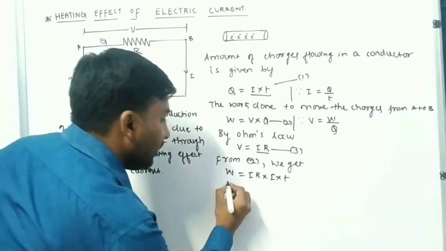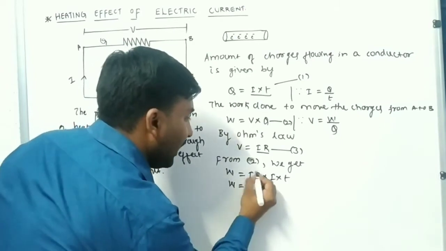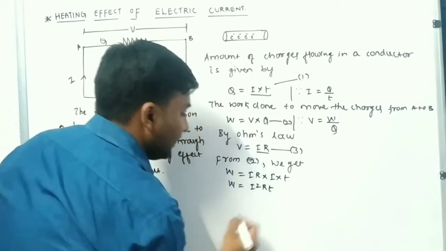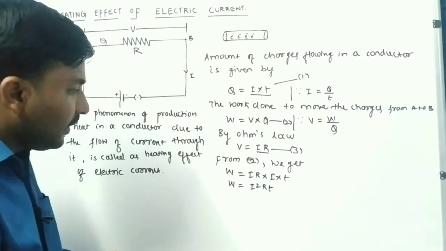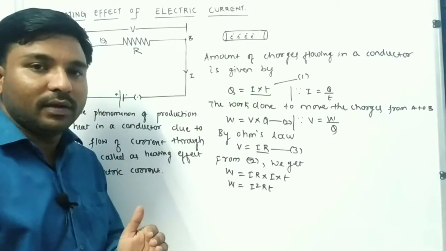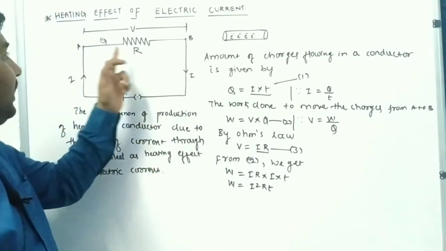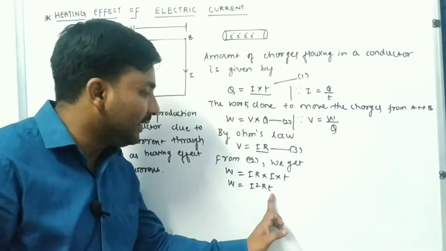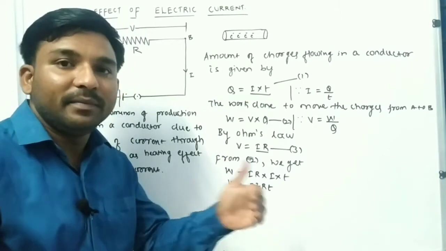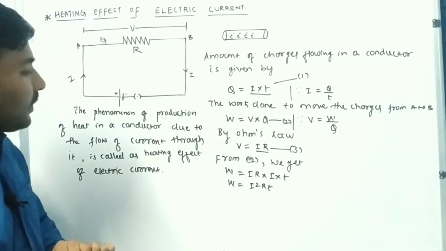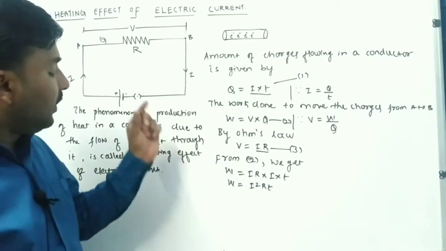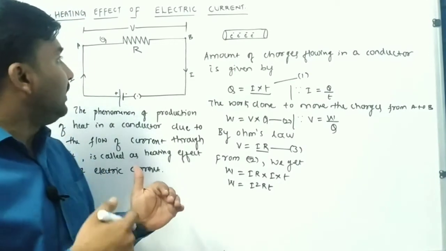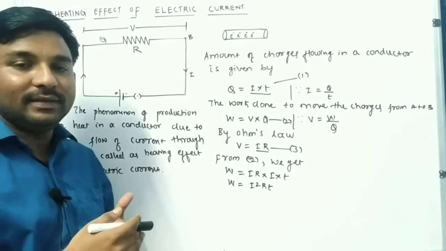Now this is equal to, W is equal to I into I square R, this one T as it is. Here, what is the total work to move the charges from point A to B? W is equal to I square R into T, where T stands for the time T. Now this whole work done is referred to as energy.